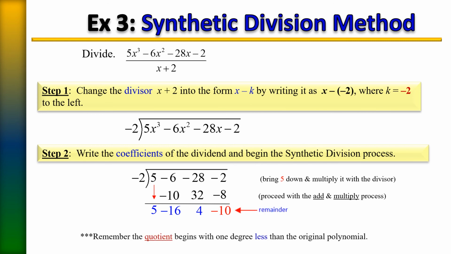So recall to write your remainder. Once you fill in your variables, you're going to write it as 1 degree less than the original polynomial. Our original polynomial starts with a degree of 3, that is the highest degree, so we're going to go down 1 degree to start our answer. So that's going to be 5x squared minus 16x plus 4, and recall to write the remainder in the numerator is your remainder, and on the bottom will be your divisor. Put it back into the x plus 2 form, and there you have your answer.